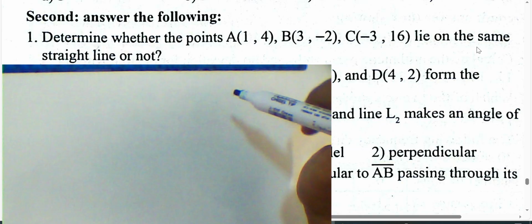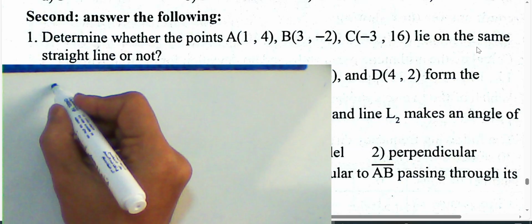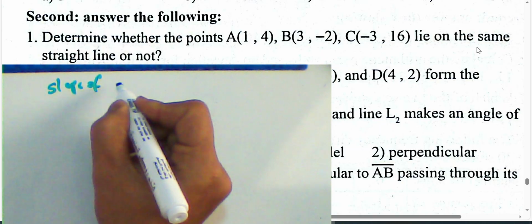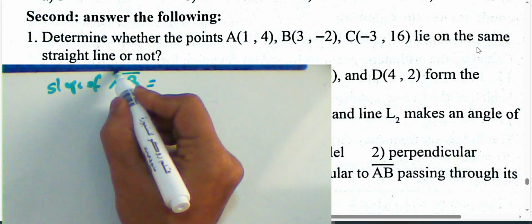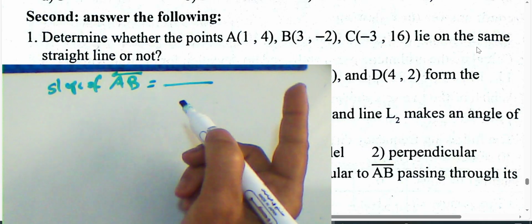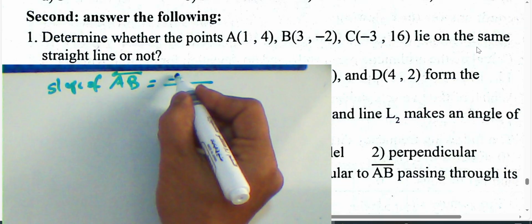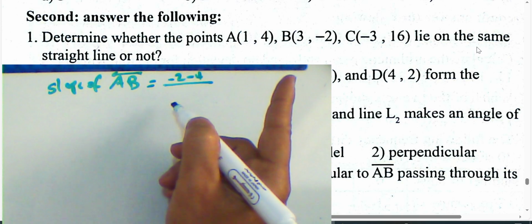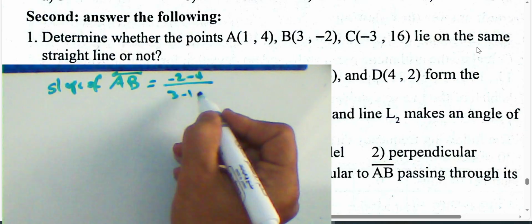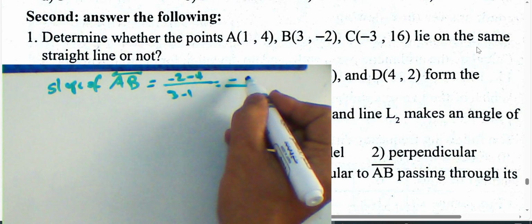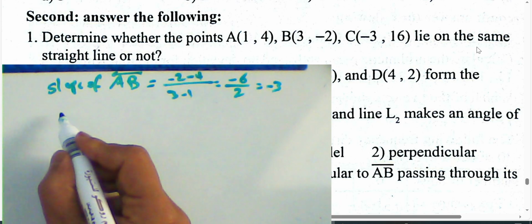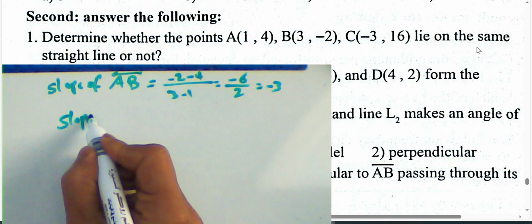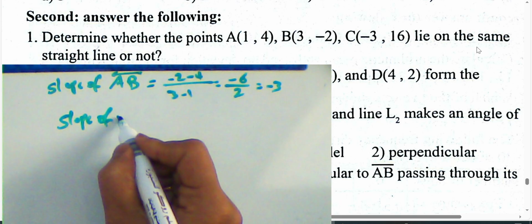I will solve by slope. We can find the slope of AB. Slope equals y2 minus y1 over x2 minus x1: negative 2 minus 4 over 3 minus 1. Negative 2 minus 4 is negative 6, 3 minus 1 is 2, the result will be negative 3. And the slope of straight line BC.